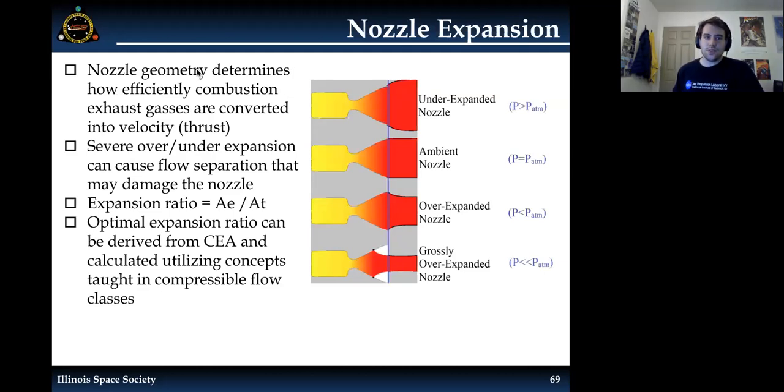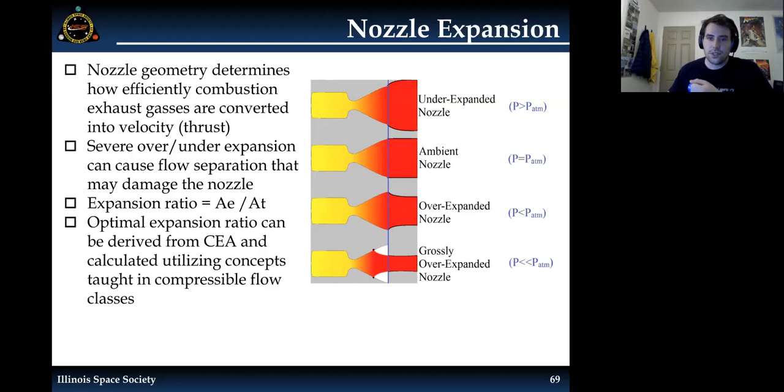Okay, so the nozzle expansion, this is an important concept to understand, and really the graphic at the right just explains everything. It's the most important. Your nozzle geometry determines how efficiently the combustion gases are converted into velocity and therefore thrust. So what you're hoping is that as the exhaust gases leave the nozzle, the gases are at the same pressure as the pressure outside your engine.